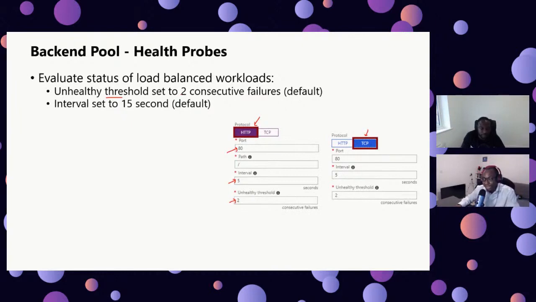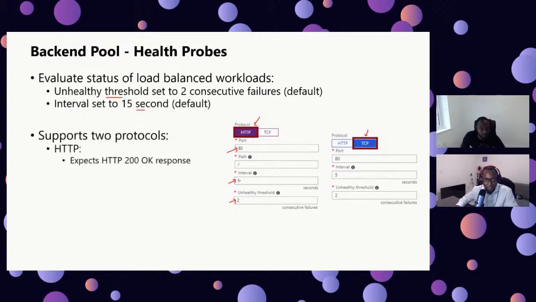The IP address that is going to be sending the probe from is the special IP address we saw last week, 168. Yes. So when you're looking at your virtual machines and doing a packet capture, that's the IP address that you see. The default is it checks every 15 seconds, but you can reduce that to 5. And it supports two protocols. HTTP, which if you use it, expects to get a 200 OK response back. So it's going to make an HTTP call to the backend on the ports that you specified and expect to get a 200 OK response back.